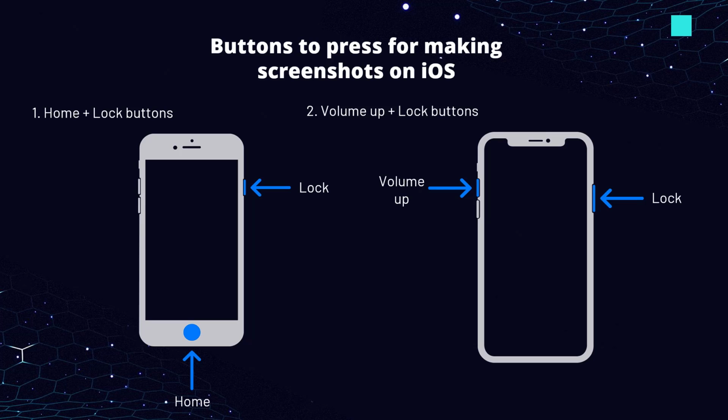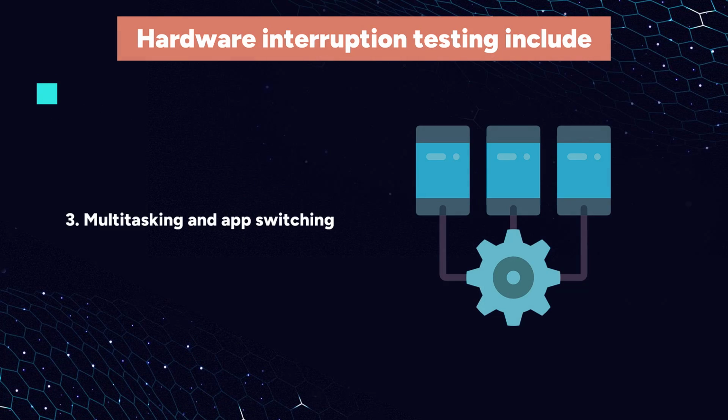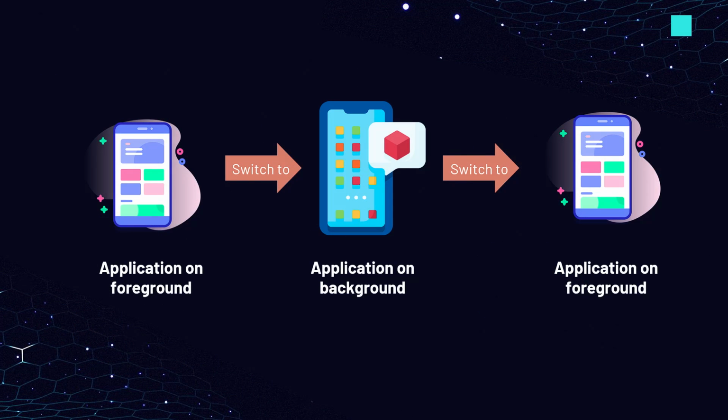The next scenario of hardware interruption testing is multitasking and app switching. During this interruption, the tester evaluates how the application responds when users switch between multiple applications, push it to the background, or launch other apps. The application should save its state and recover seamlessly when brought back to the foreground and back to the background again.